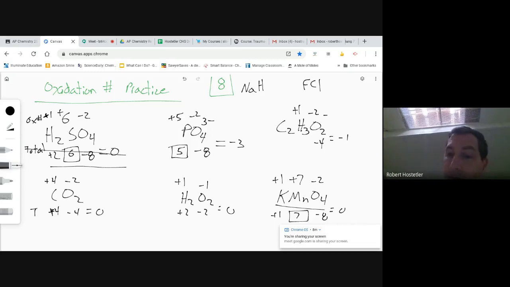Hydrogen's +1, so we get a +3. And then we can use that to figure out what the carbons have to be. Looks like we've got a -1 right there already. So it's going to look like that.